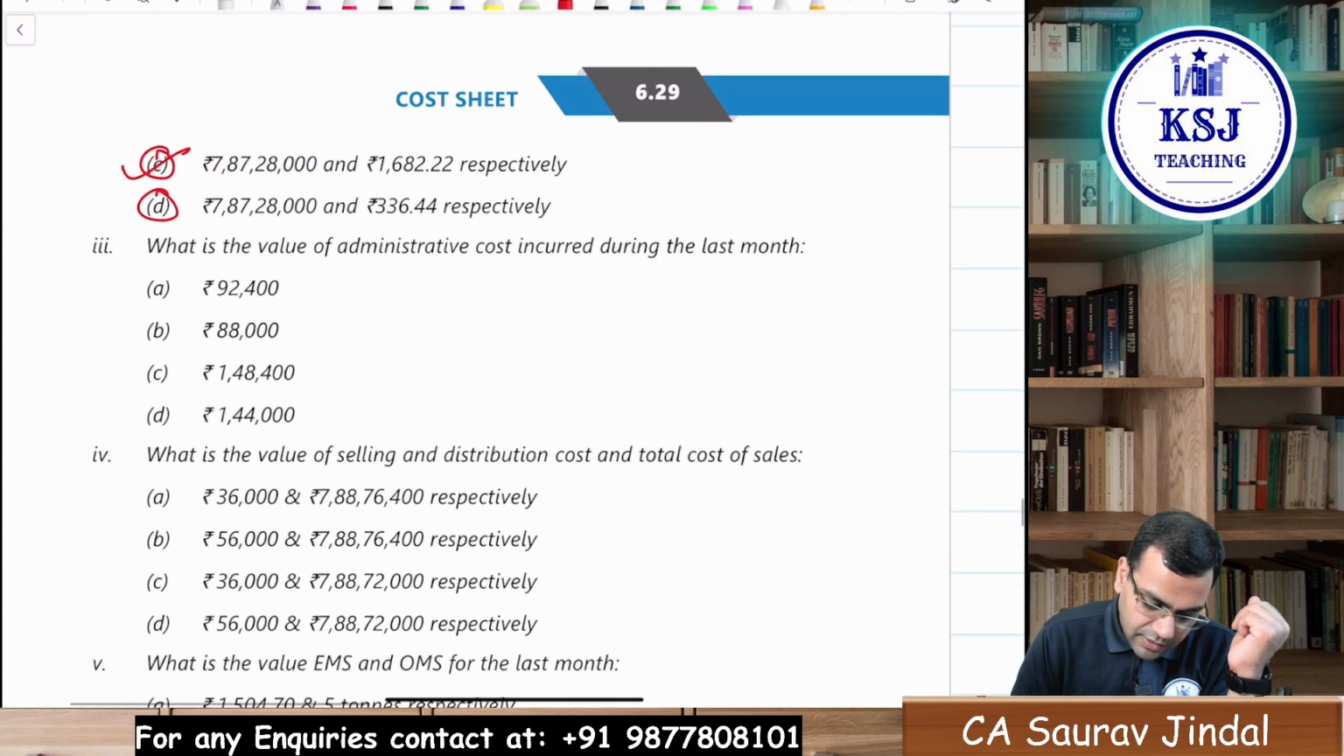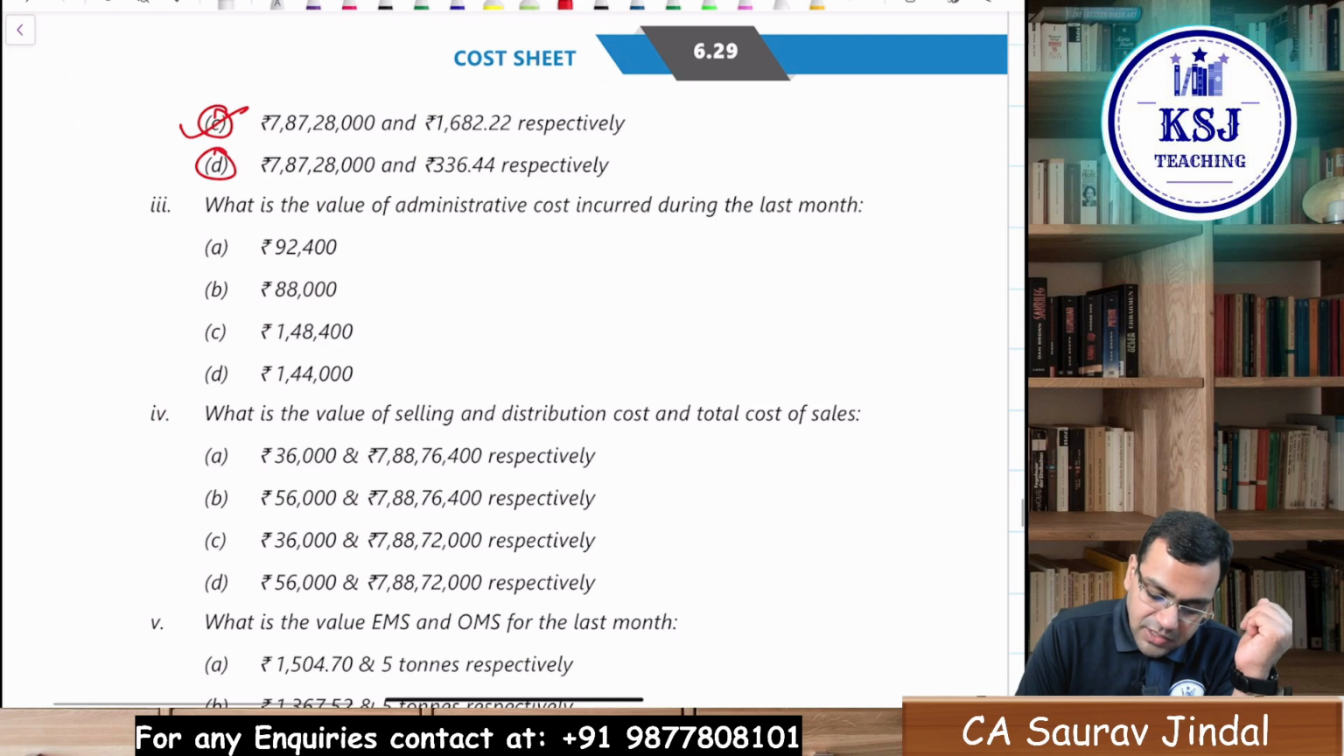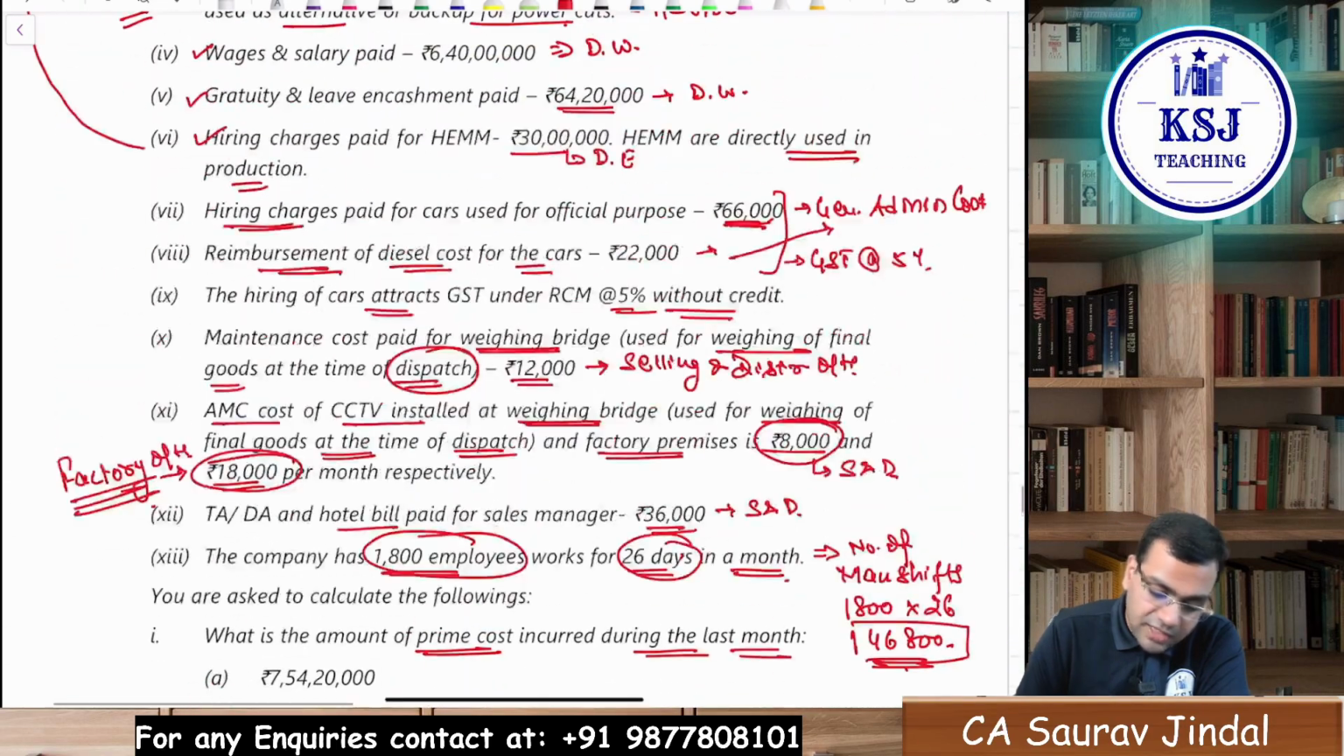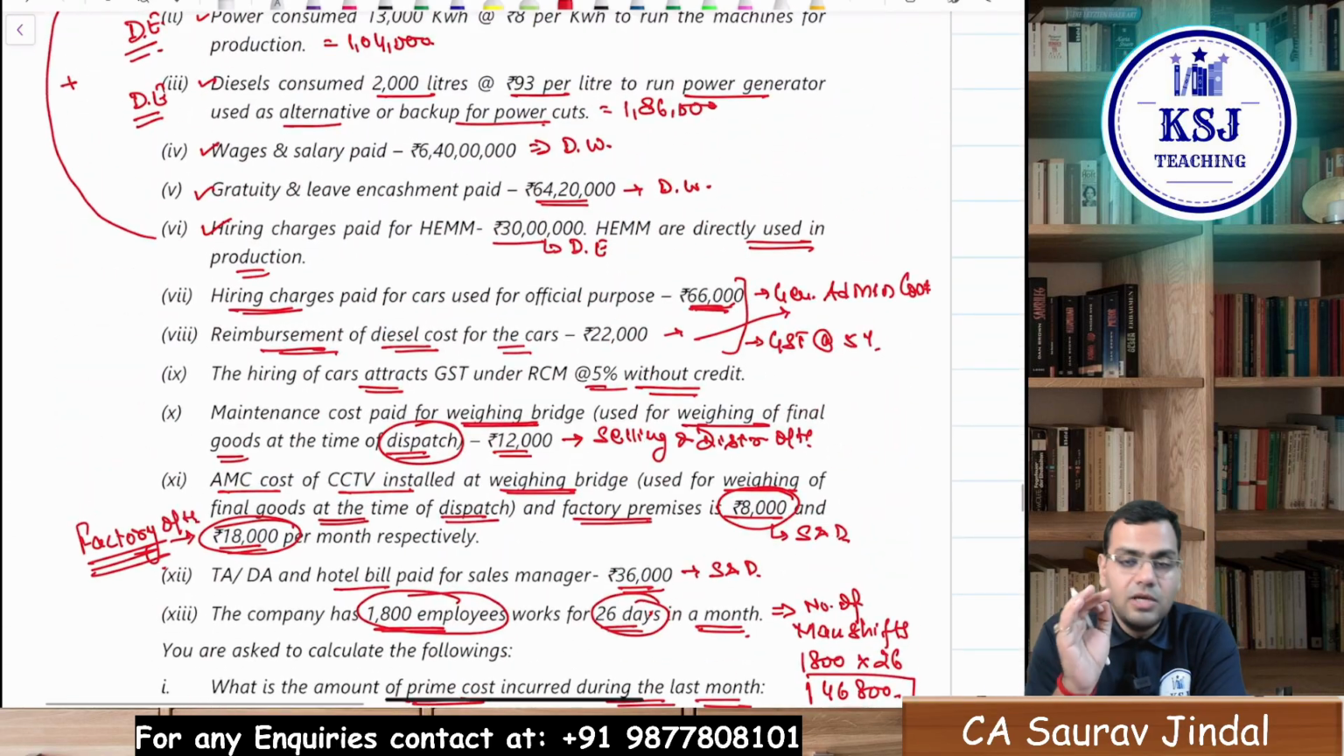Next, what is the value of administrative cost incurred during the last month? Now, which administrative cost will it be? Read the question very carefully, read the whole question. Whether you have any administrative cost which is related to production, there is not even a single cost related to production. That means they are talking about the general administration cost.